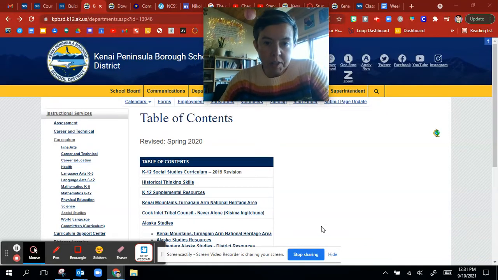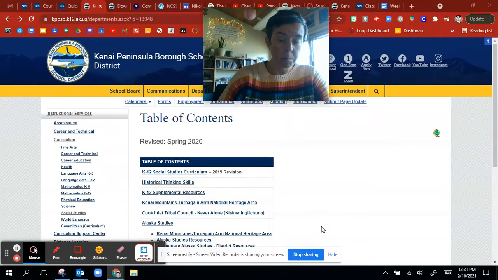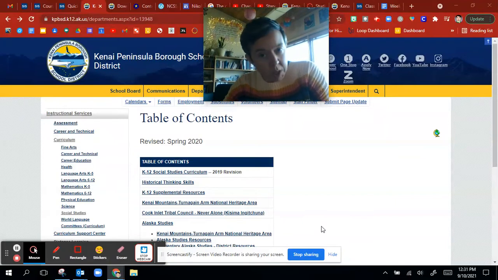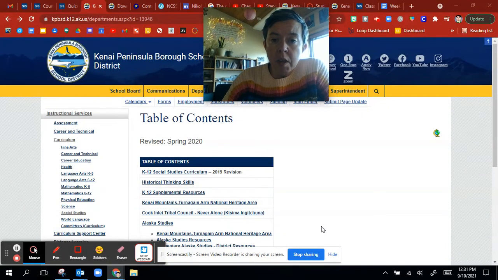Hey, quick note about the difference between curriculum and materials. So, what we should be thinking about are standards, which are a list of things that students should be able to do, and that's all listed in our curriculum.